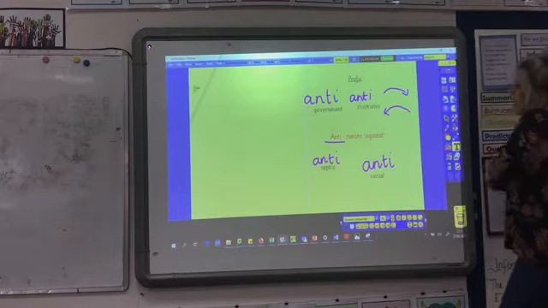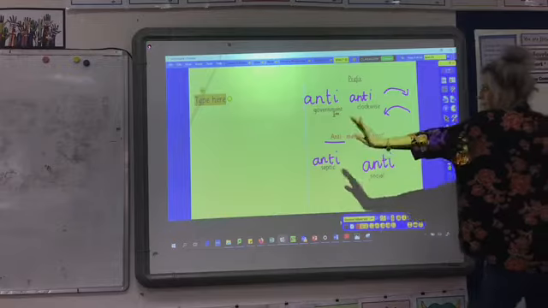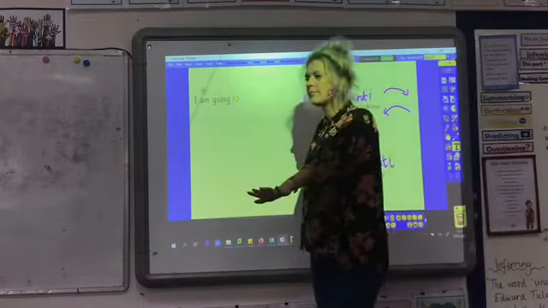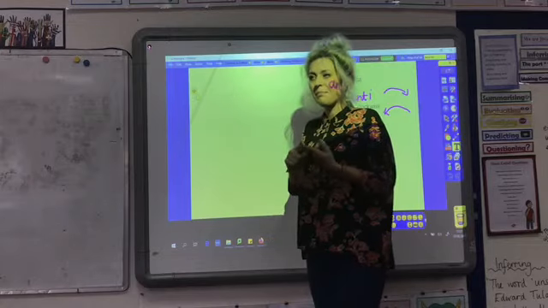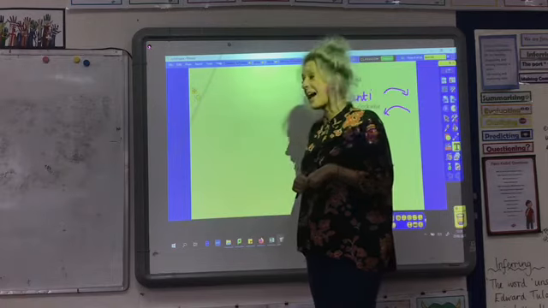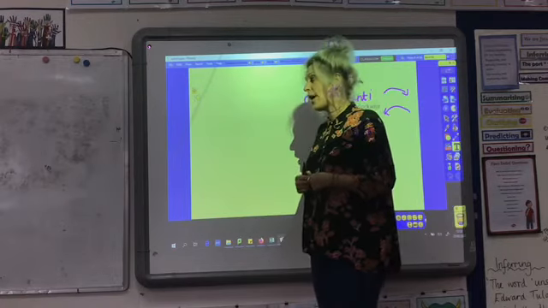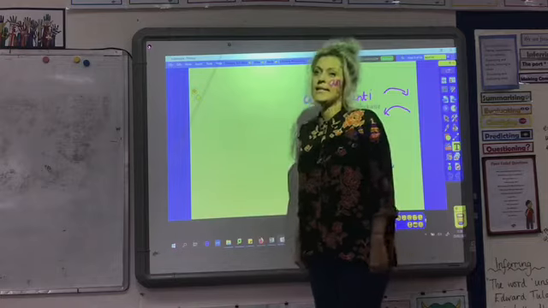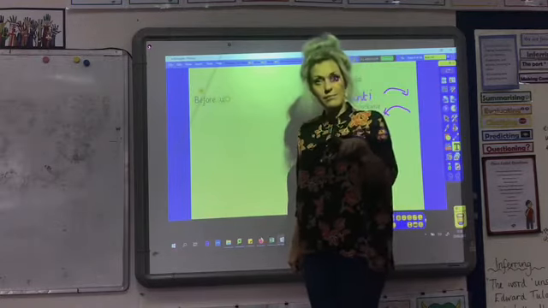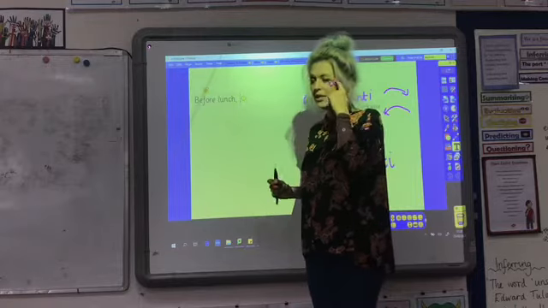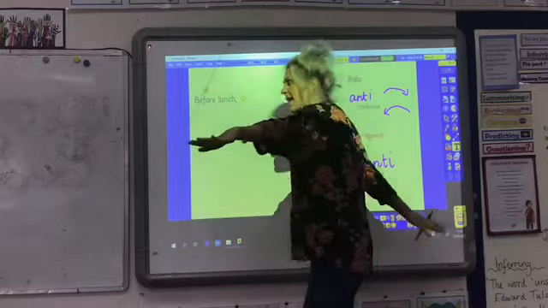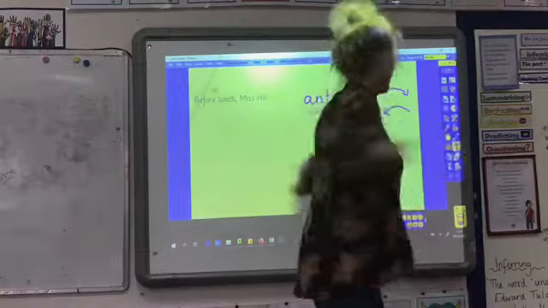So the sentence is going to be, I am going to include a subordinate clause, and I am going to include an adverb to make my sentence more exciting. So my sentence is going to be, before lunch, comma, because the subordinate clause is at the start of the sentence, before lunch, Miss Hill turned anti-clockwise happily.